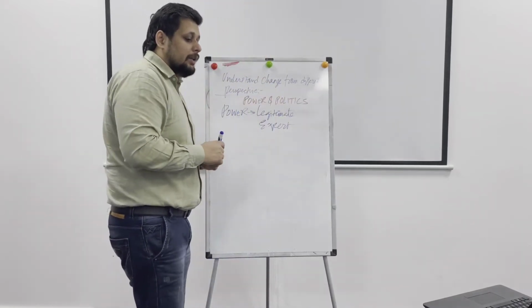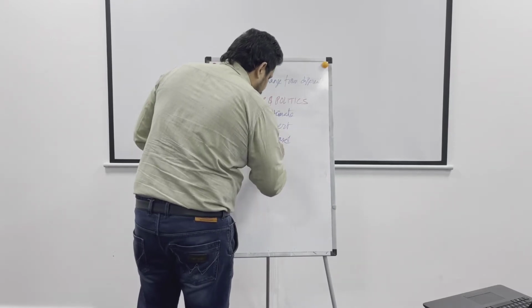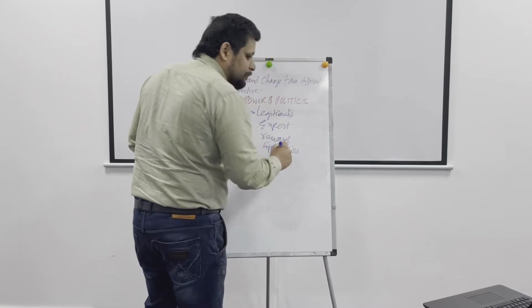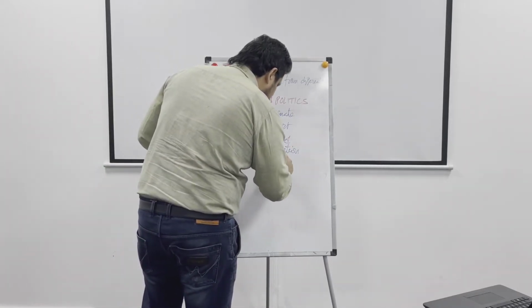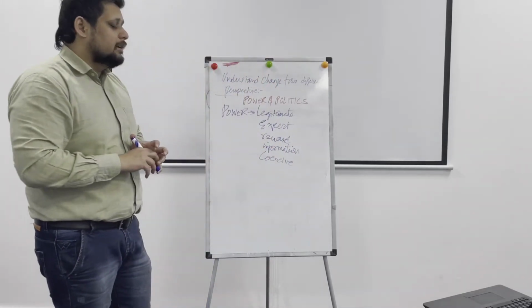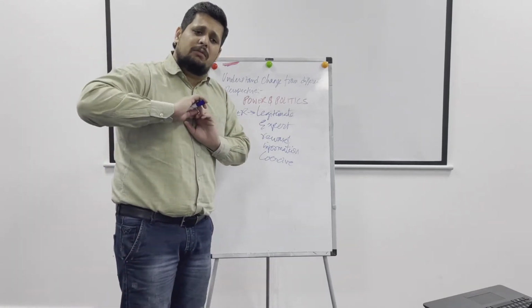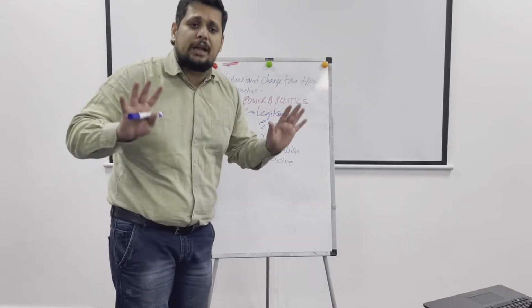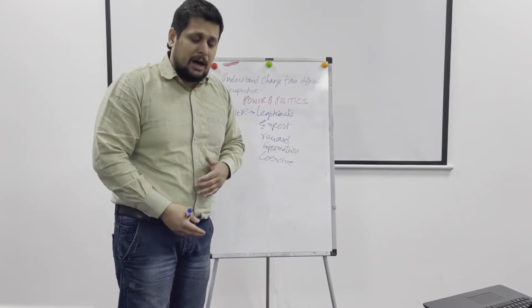Then you will find other types of powers like reward, information, and then you have the coercive. So basically these are all other different types of powers. These are all, I would say, self-explanatory words which make you understand what kind of power I'm talking about.